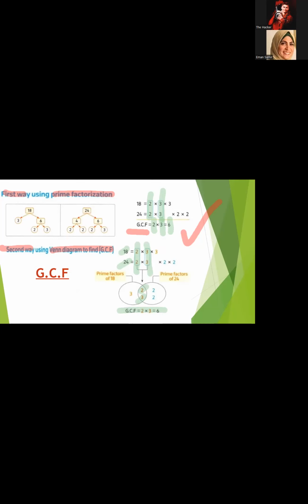And I find that there are two 2's here in the 24. I'll put them here in the 24 side of the circle. And on the side of the 18, we put this 3. So by this, I represent my Venn diagram. This is the circle of 18, and this is the circle of 24, and this is the intersection area, which is the GCF. Okay? By this, I found the GCF by another method.